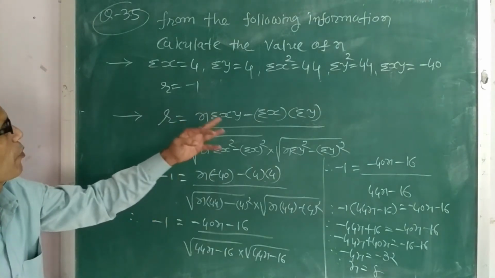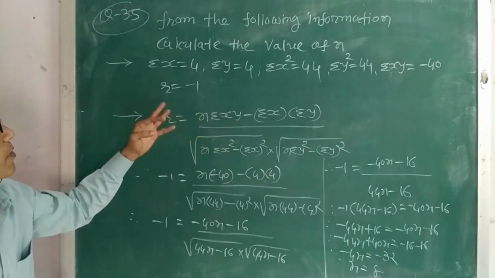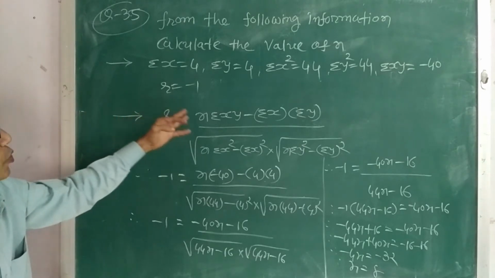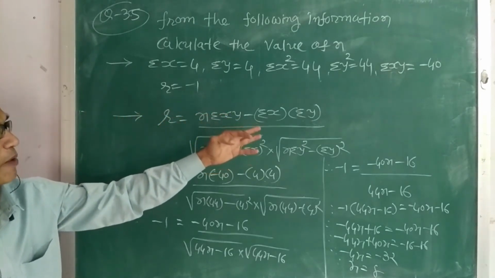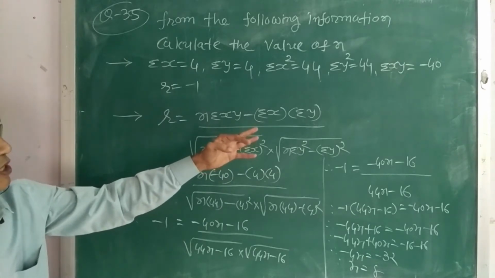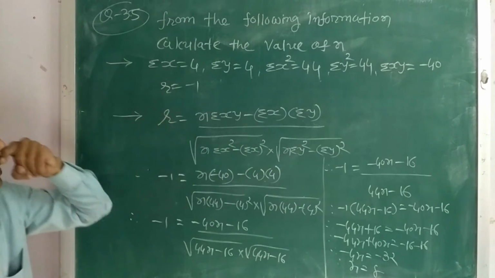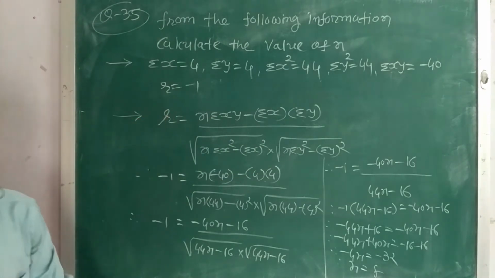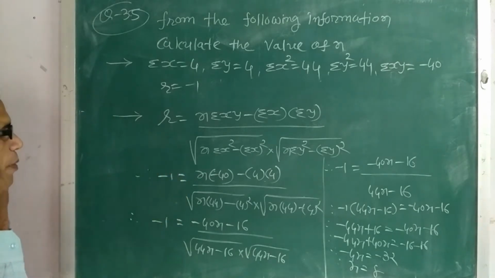From the following information, calculate the value of n. Sigma x is equal to 4, sigma y is equal to 4, sigma x square is equal to 44, sigma y square is equal to 44, sigma xy is equal to minus 40, and r is equal to minus 1 is the given information. From this, we calculate the value of n.